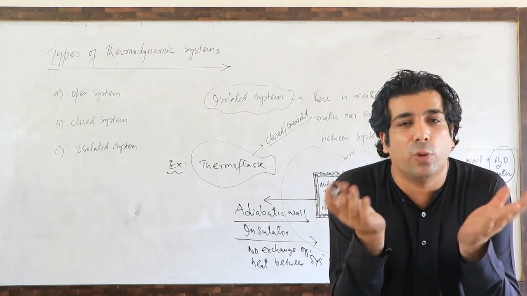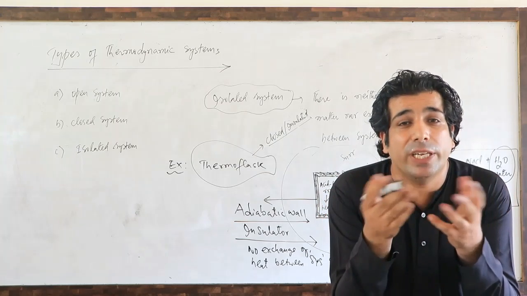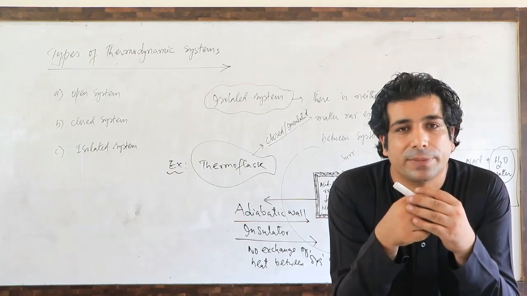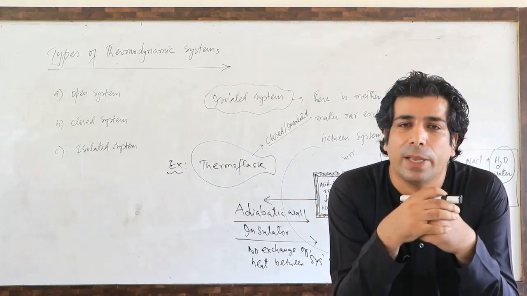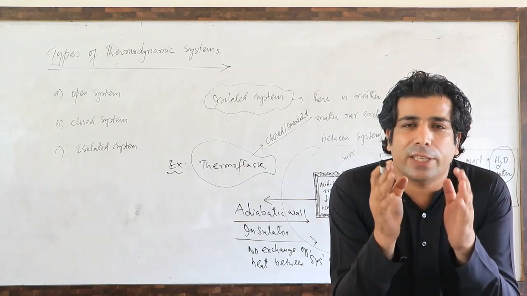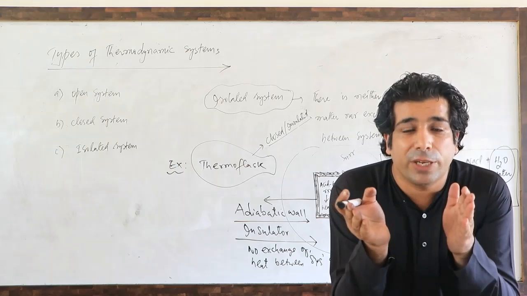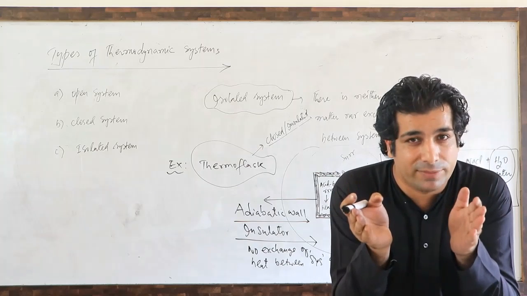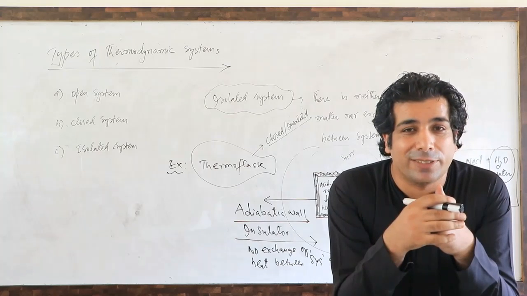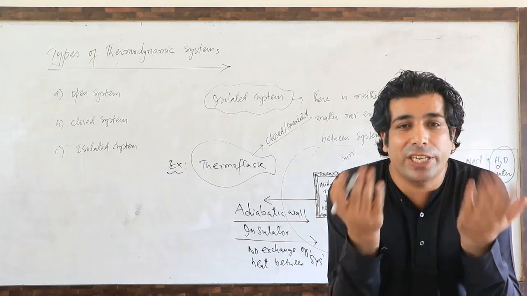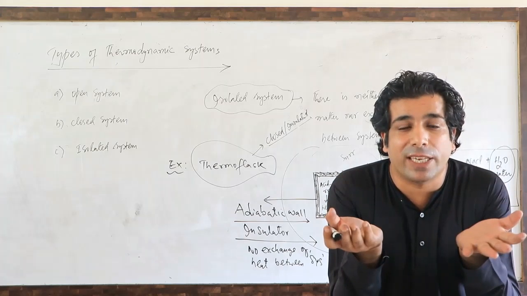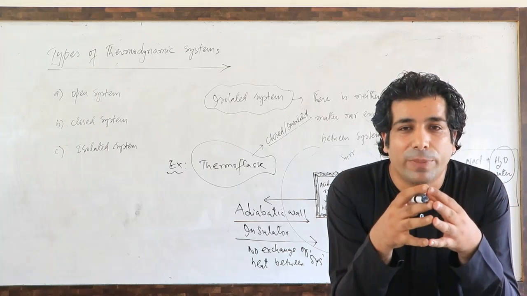So what is an open system? It can exchange both heat and matter between system and surroundings. A closed system can only exchange heat if the wall is diathermic. And what about an isolated system? It can neither exchange heat nor matter with the surroundings. So I hope everybody has understood.